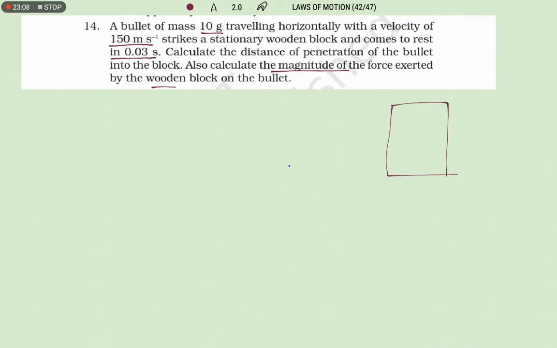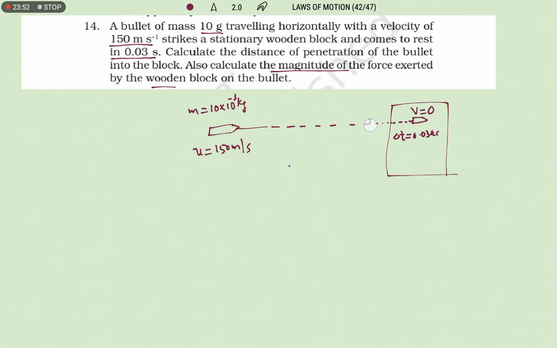This is a wooden block, a bullet of mass 10 gram. So 10 into 10 to the power of minus 3 kg is traveling horizontally with a velocity of u equals 150 meter per second. It strikes a stationary wooden block, comes to rest in 0.03 seconds. That means after striking this wooden block, it comes to rest within the block after covering a certain distance in a time interval of 0.03 seconds.